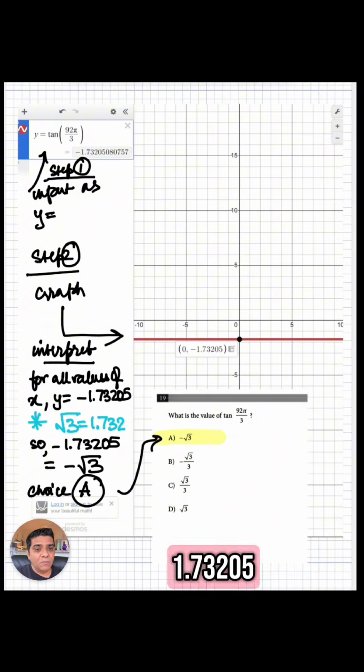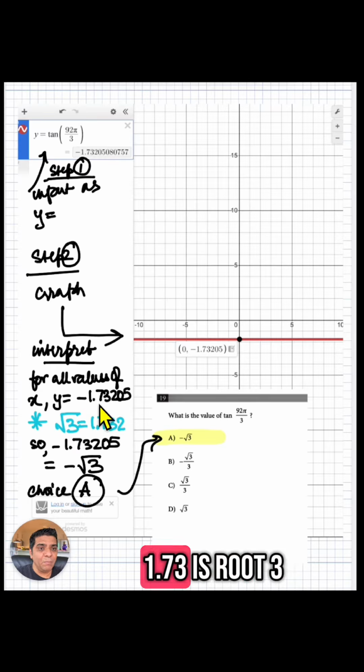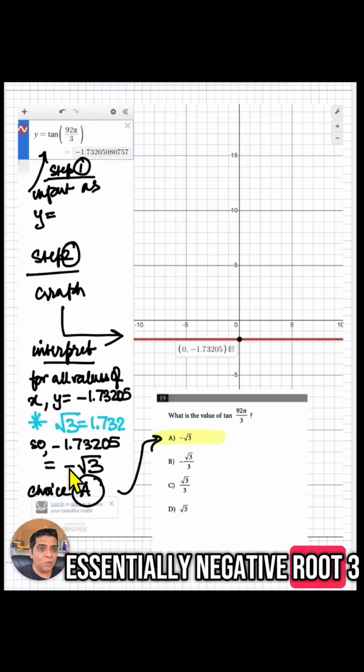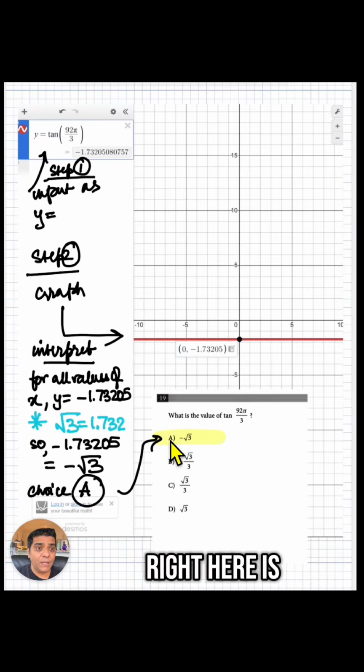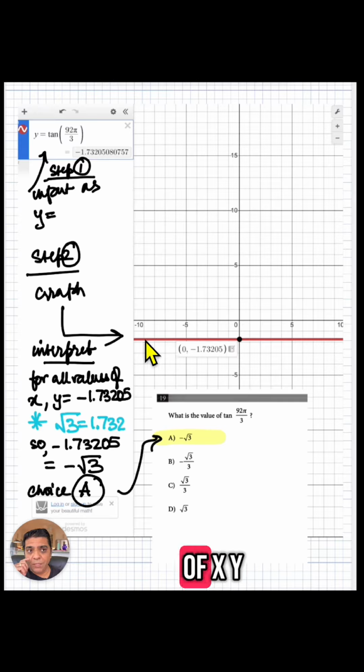Y equals minus 1.73205. The important thing is to recognize that 1.73 is root 3. So it's essentially negative root 3. So that's going to be our choice here, right here, negative root 3. The only thing we have to remember is the fact that 1.732 is root 3. So DESMOS has given us the answer: for all values of x, y equals negative root 3.